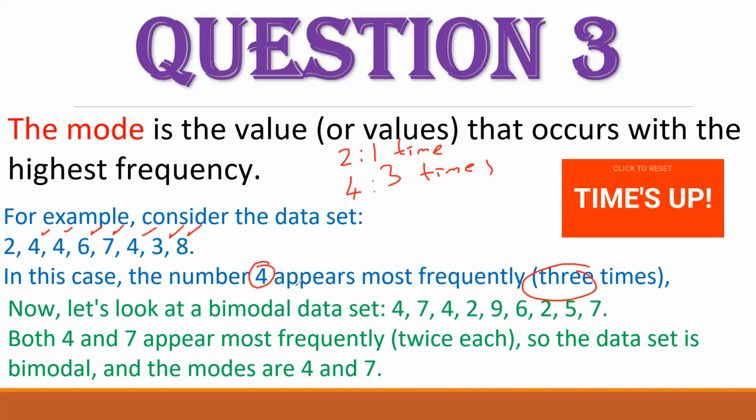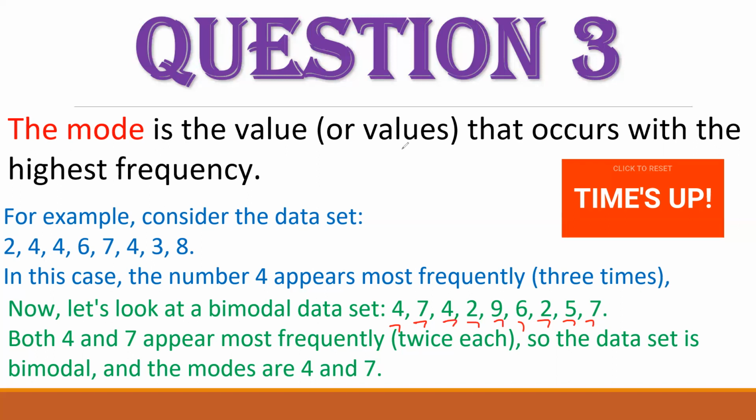All right, just count how many times you are using each number. Another example is here. We have this group: 7, 4, 7, 4, 2, 9, 6, 2, 5, and 7. And we are looking for the mode of this group.